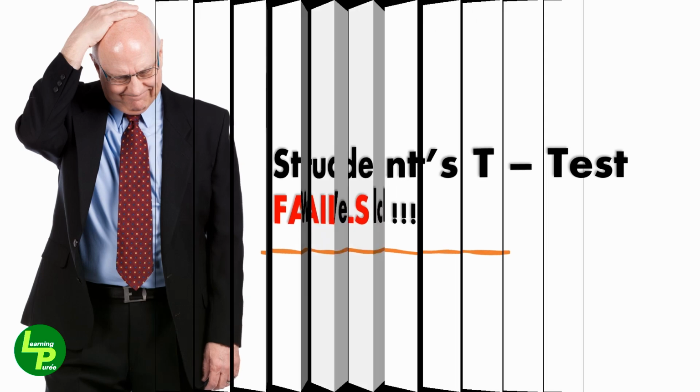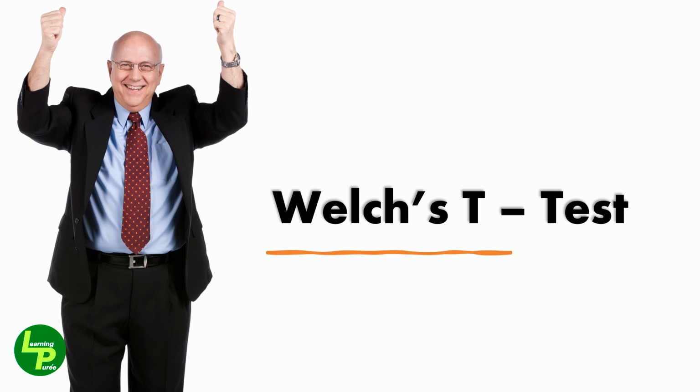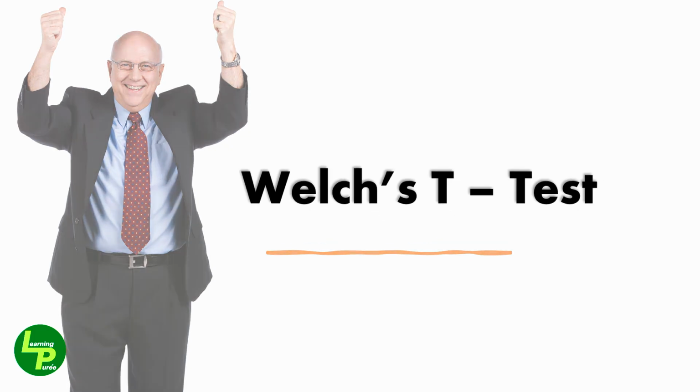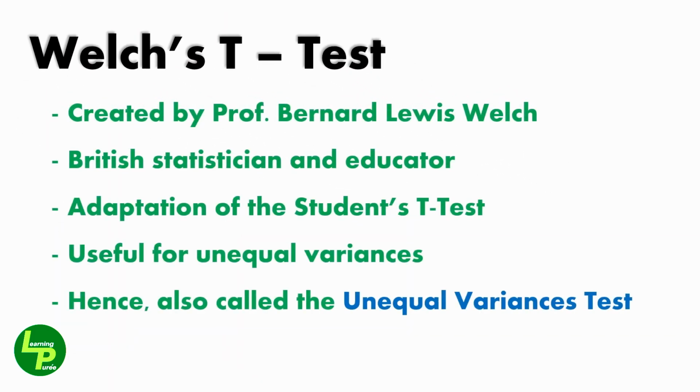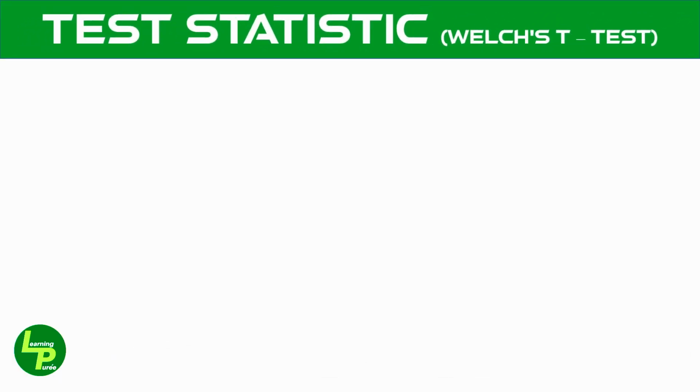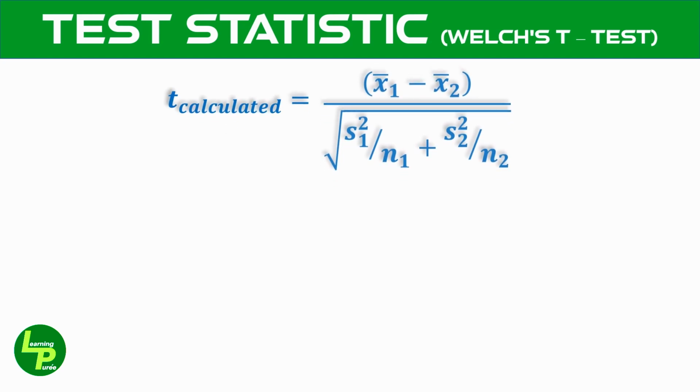For such instances, we have the Welch's t-test. It was created by Professor Bernard Louis Welch. He was a British statistician and an educator. Welch's test is an adaptation of the student's t-test. However, it is useful in instances of unequal variances. Therefore, it is also called the unequal variances t-test. In Welch's t-test, the t-statistic and the corresponding degrees of freedom are calculated using the following formulae.